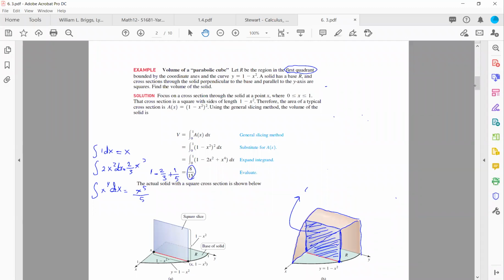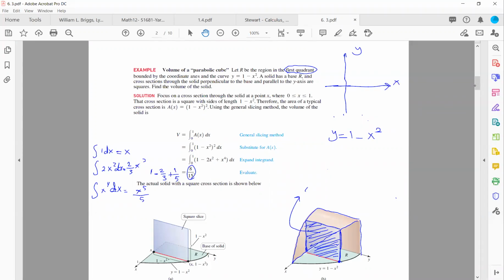In the first quadrant, x is positive, y is positive, and you have a function. This is your x, and this is your y. So what's your function? Y equals 1 minus x squared. How do you graph this function? What are the intercepts of this function?